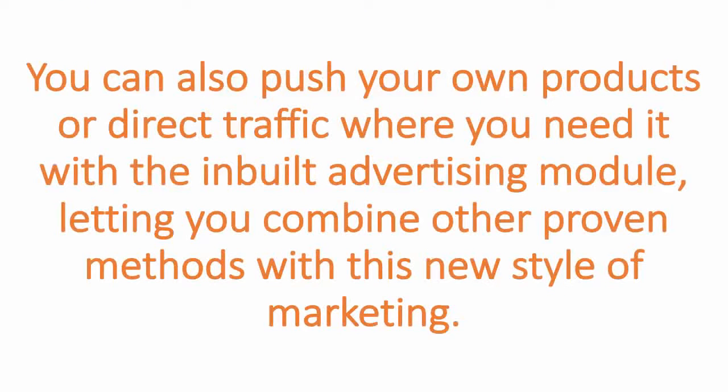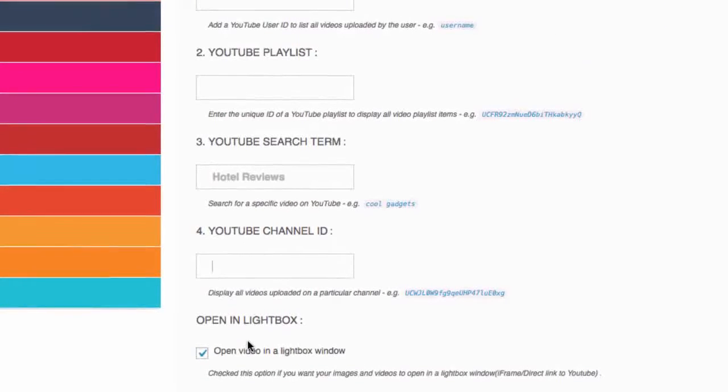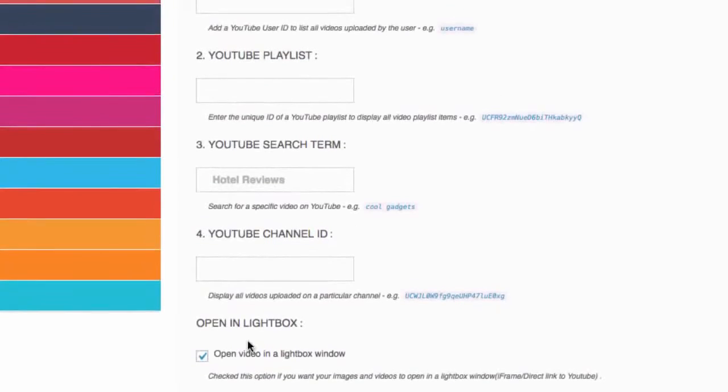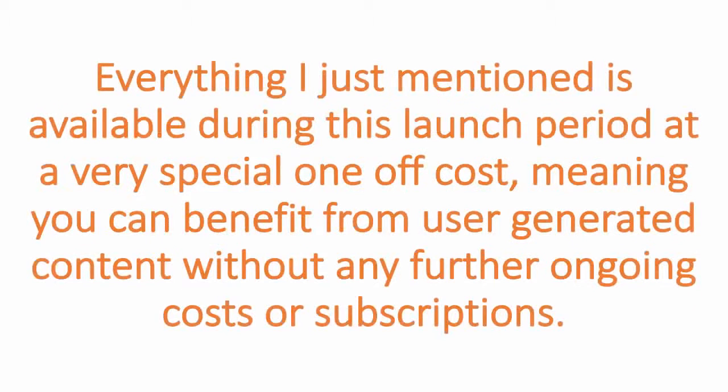You can also push your own products or direct traffic where you need it with the inbuilt advertising module, letting you combine other proven methods with this new style of marketing. Social Ride also lets you search and find video content to add to your wall and your site for another level of engagement. All in all, it makes finding and displaying relevant niche content that's trusted super easy.